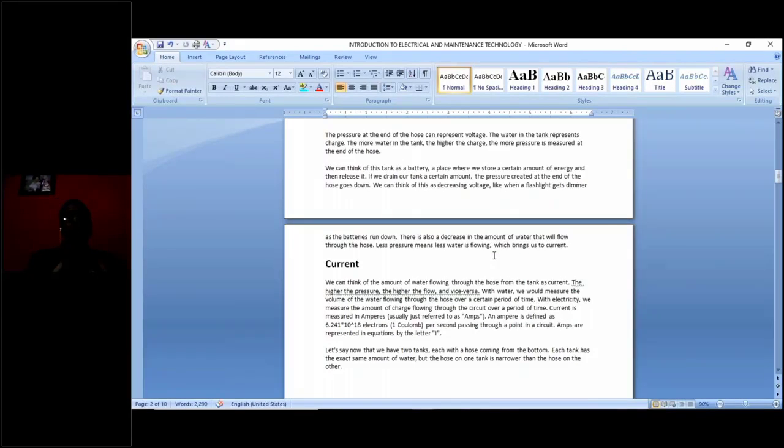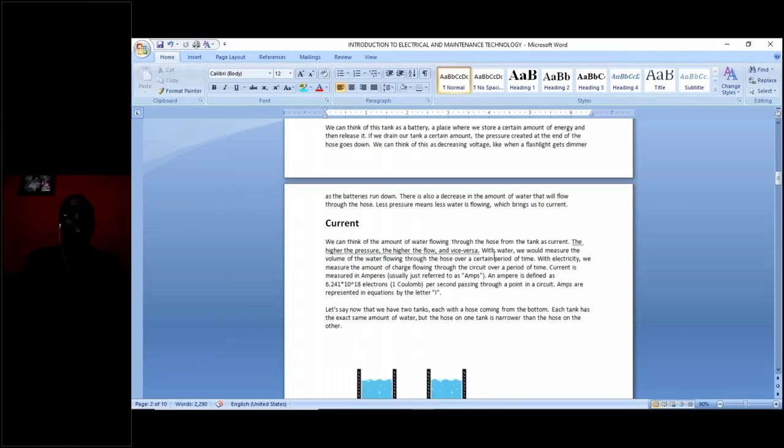For example, your battery, as the amount of energy decreases, let's say your torch light, like the one I have here, as the energy drains out of the battery, the light becomes dimmer. That means the pressure becomes lower in your tank, using the tank and water as the analogy. So the lower the amount of charge in your battery, the lower the voltage. You understand? That's exactly what we are talking about.